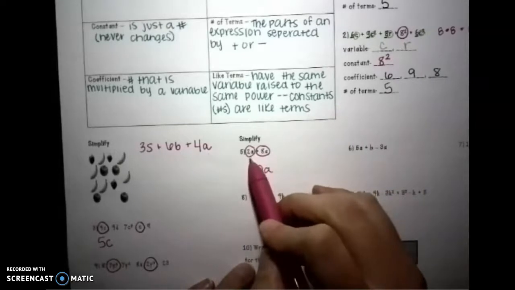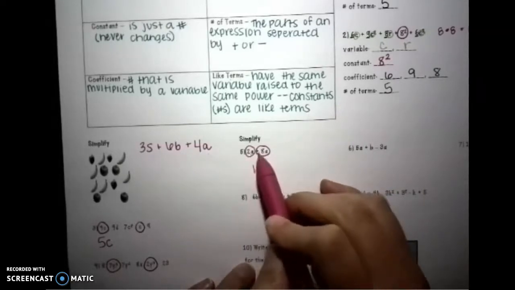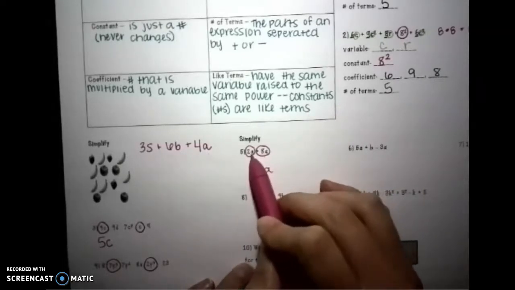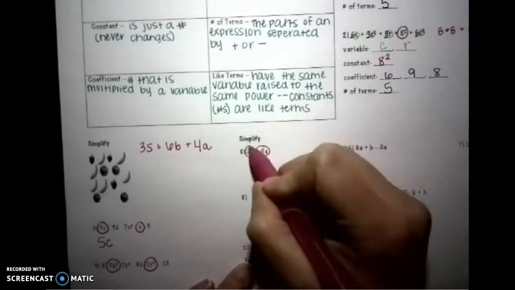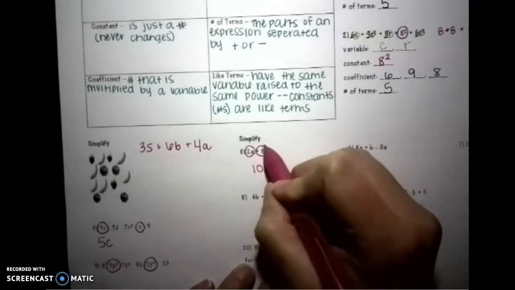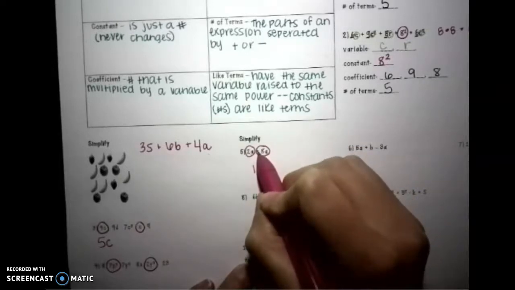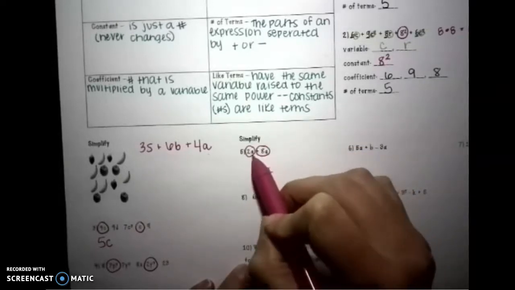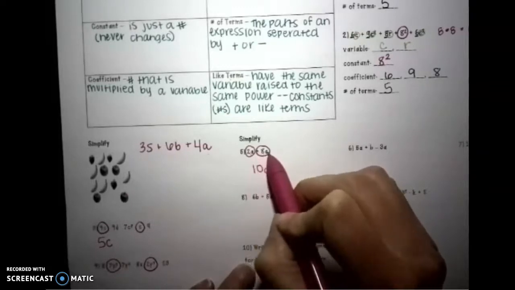Okay, so now let's combine what we have. So going back to number 5, I have 2a and I have 8a. Both a's are the exact same. Neither one have variables. They look identical. So I'm going to circle my 2a and I'm going to circle my 8a. I'm going to circle the sign in front of my 8a as well. So I have 2a plus 8a, which gives me a total of 10a.